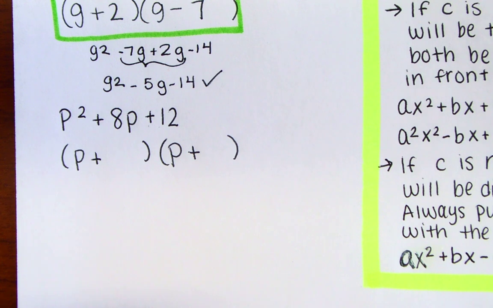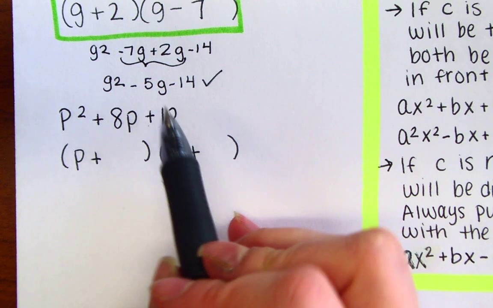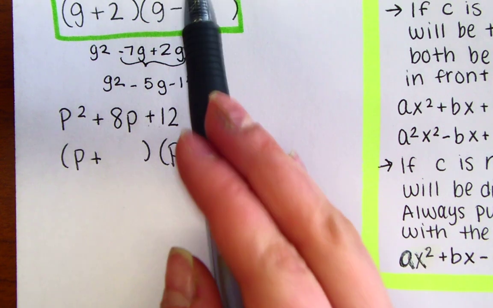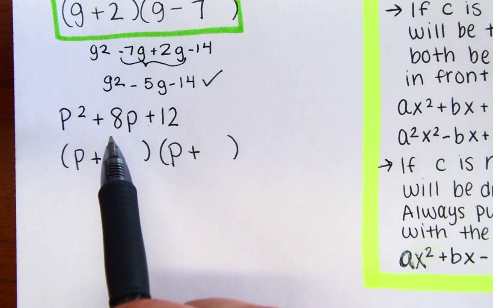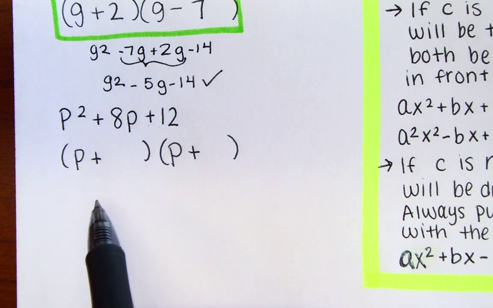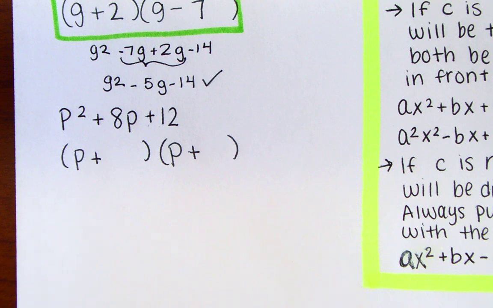Now I'm looking for numbers that multiply to 12 but add, so this is different than the last time because my last term is positive. They're going to add to give me 8. Okay, so I need two numbers that multiply to 12 but add to give me 8.